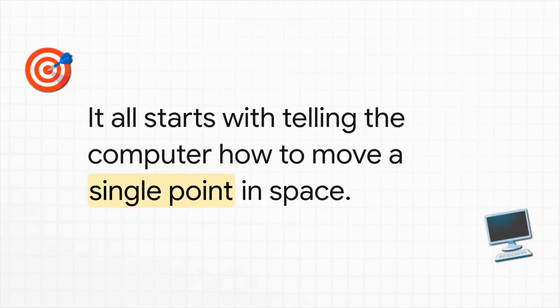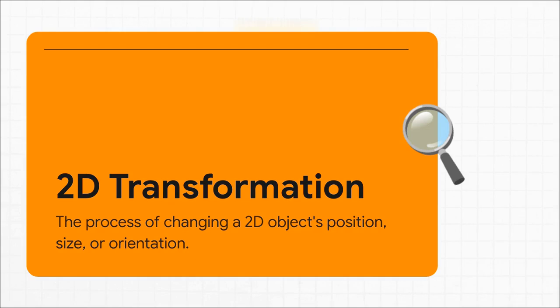Every single thing you see on screen, every character's movement, every camera swoop, it all comes down to one fundamental job: telling the computer how to move a single point from here to there. And to do that, we need a language of movement. And that language, it's called transformation. This is the set of commands we use to tell objects what to do on screen.